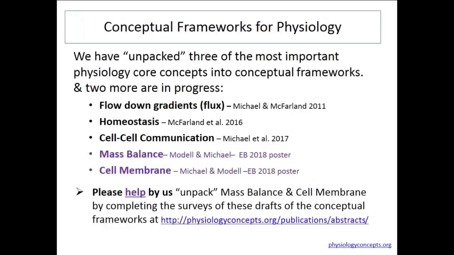So we've unpacked 3 of these. Flux, or flow down gradients, 2011. Homeostasis, 2016. Cell-cell communication, 2017. Mass balance, cell membrane, 2017, 2018. We need your input to this. Nothing would make Joel happier about my work than if I can say, 30 people just sent you surveys. I'm doing my part. Now you get to analyze them. So please help us. And the little QR codes are on your table, and that will get you there as well.